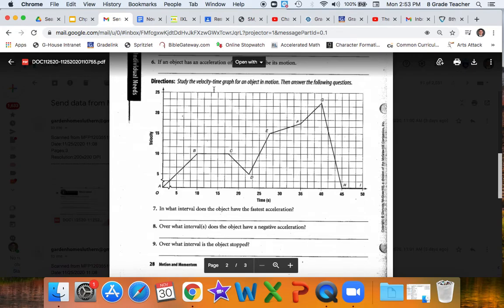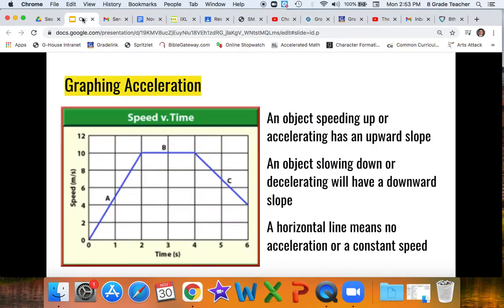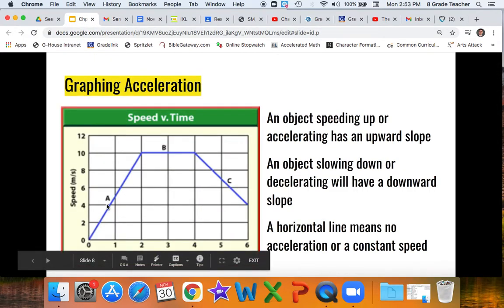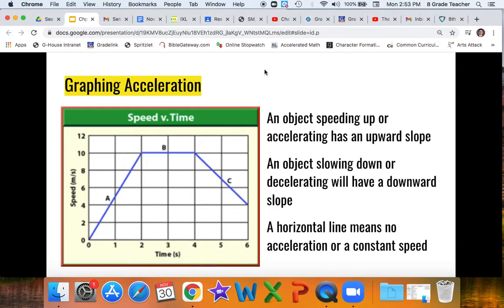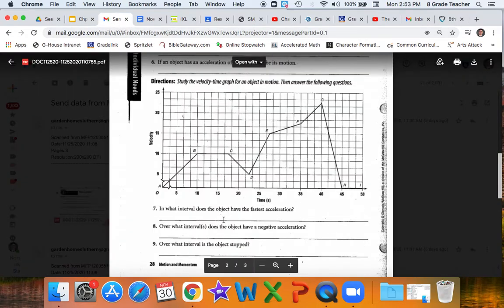Number 7, in what interval does the object have the fastest acceleration? Well, we just learned that when an object has this upward direction, that means it's accelerating. The object speeding up has an upward slope, and you probably already recognize that if it's steeper, that means it's speeding up faster. If it's not as steep, it's speeding up at a slower rate. So the steepest area means that that's where it's speeding up the fastest. That should help us answer number 7.